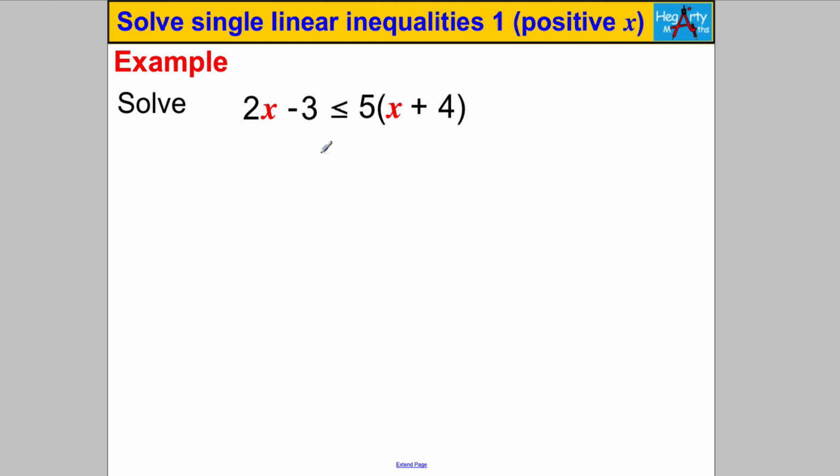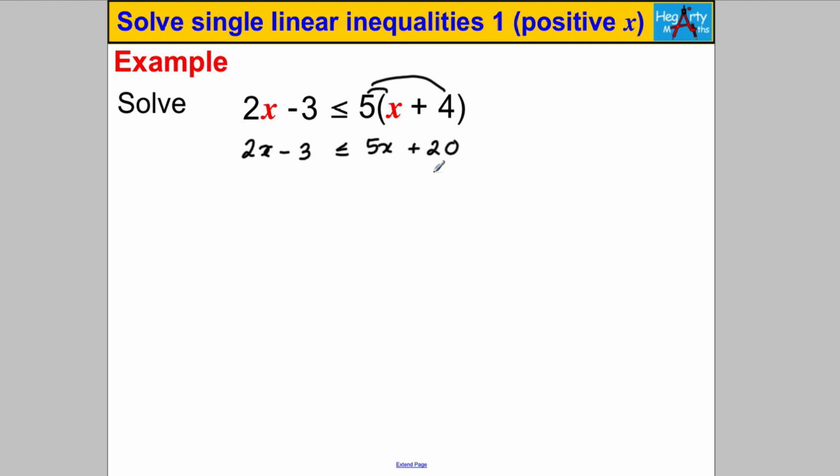Okay, what I would do is I would expand that bracket first of all. That's my first inclination. So keep everything on the left the same. 2x subtract 3 is less than or equal to 5x add 20. 5 multiplied by x, 5x, 5 multiplied by 4 is positive 20.